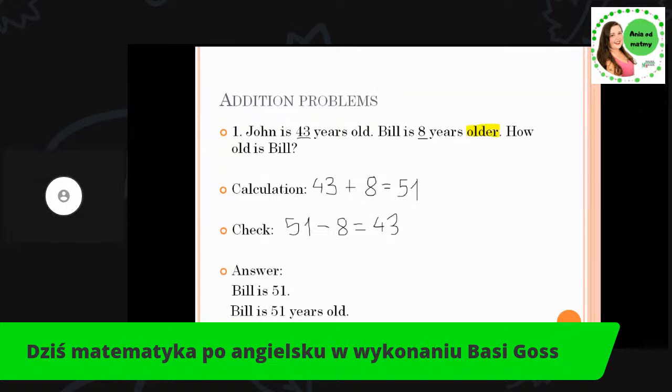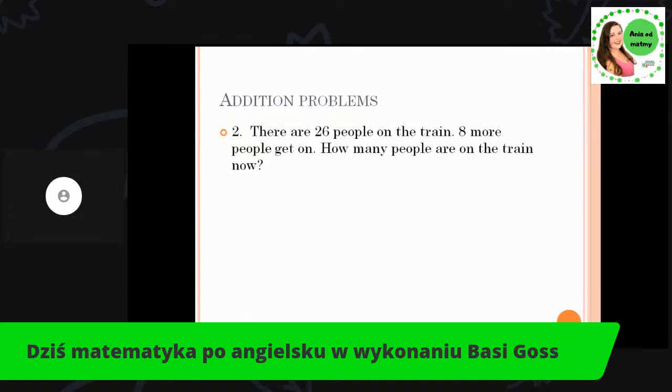Let's have a look at another problem. We have problem 2. Please read the problem with me. There are 26 people on the train. 6 more people get on. How many people are on the train now? So, the calculation for this question is going to be, please write down your calculation.